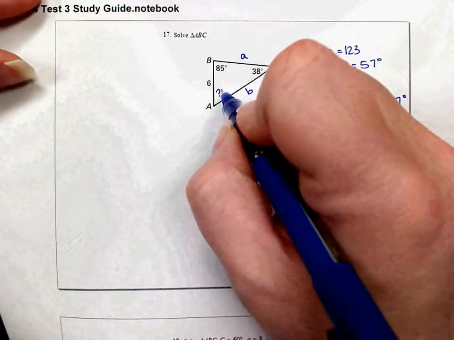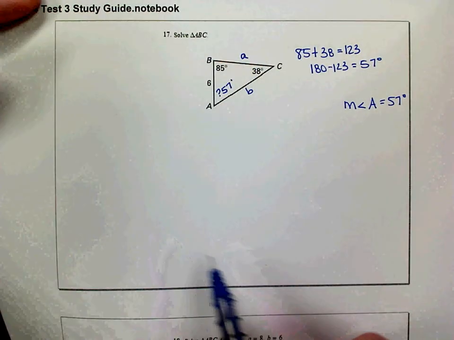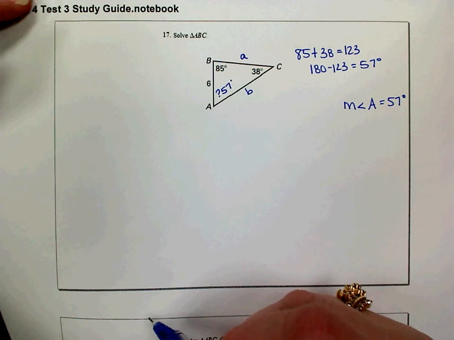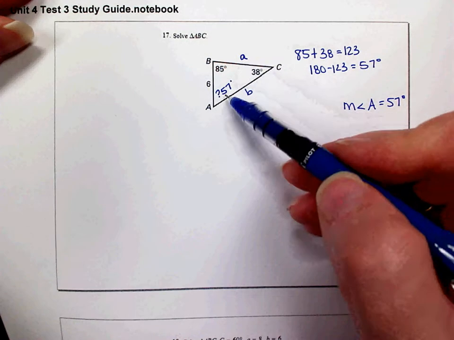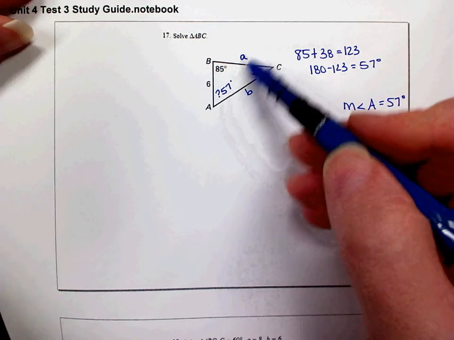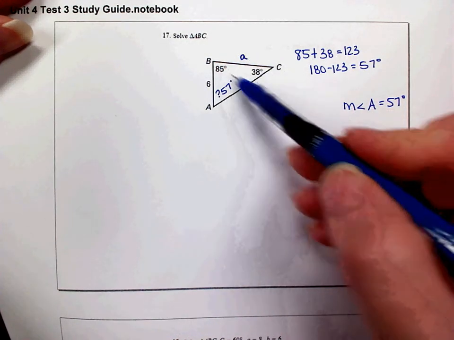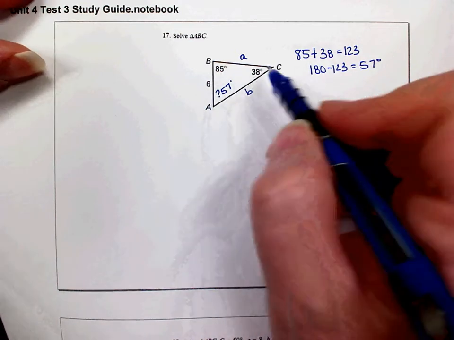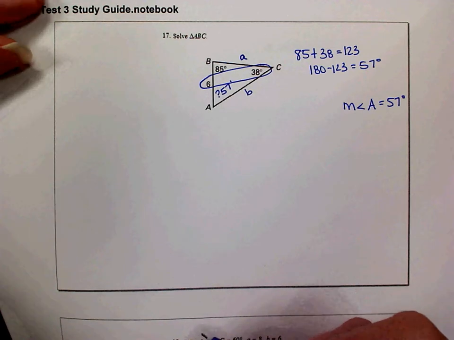Okay, so now we know this is 57 degrees. Now we need to find side A and side B. Remember, you always want to use law of sines if you can, but that requires that you know an opposite angle and side pair. So I don't know the side A, so there's not an opposite angle and side pair for the A's. We also don't know side B. But since we know angle C and side C, there's an opposite angle and side pair. So we can use law of sines.